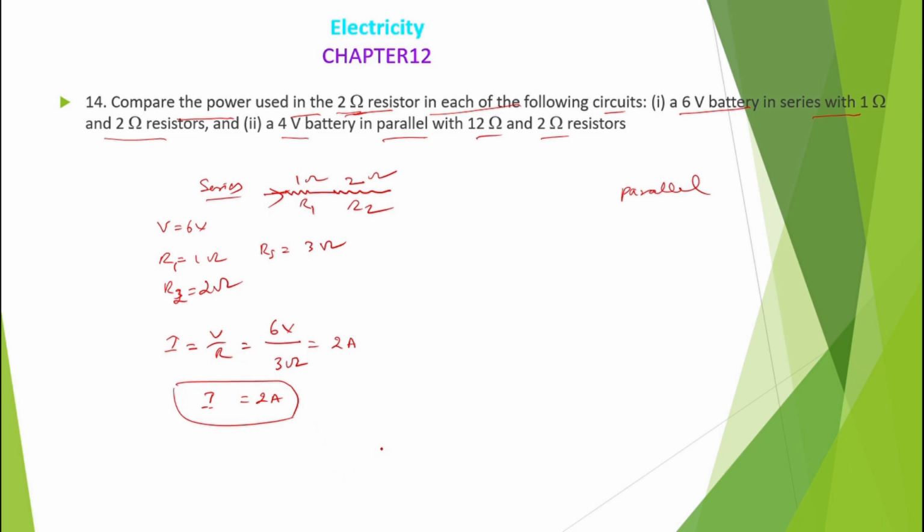Okay. Since the current flowing is the same in both resistors, what is the power used in the 2 ohm resistor? P1 is equal to I square into R. So I square, that means 2 square, into resistance 2, is equal to 8 watt. So P1 is equal to 8 watt.